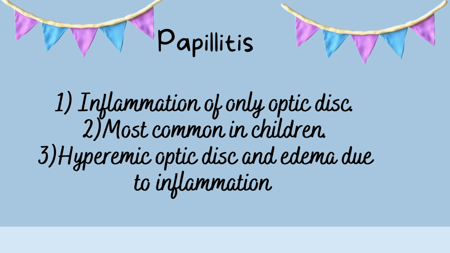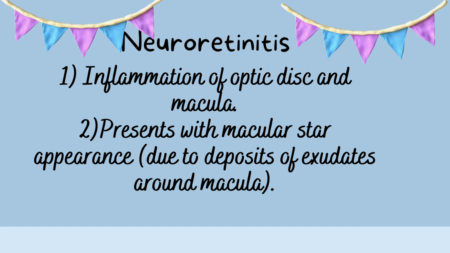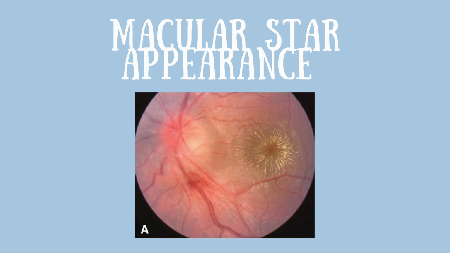That is papillitis. Then next is retrobulbar neuritis, the inflammation of the optic nerve except the optic disc, and it is commonly seen in adults. Then next is neuroretinitis. Neuroretinitis is the inflammation of the optic disc and macula. It will present with a macular star appearance due to deposition of exudates around the macula. What happens in neuroretinitis is that on the macula there is deposition of lipid exudates, which will give it the appearance of a star, that is called macular star appearance. So this is the macular star appearance. The macula is looking like a star because of the deposition of exudates.